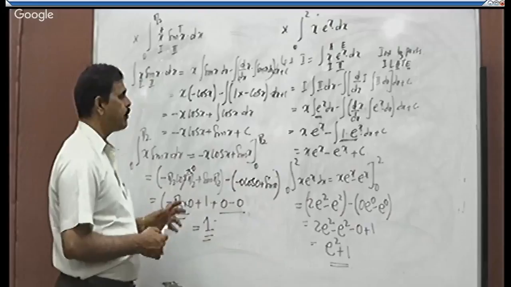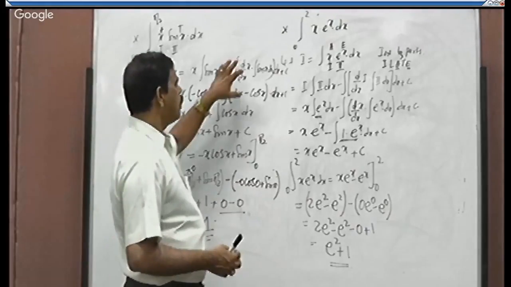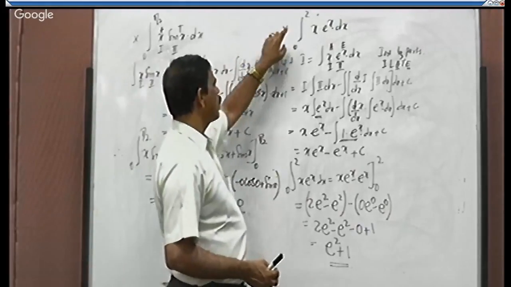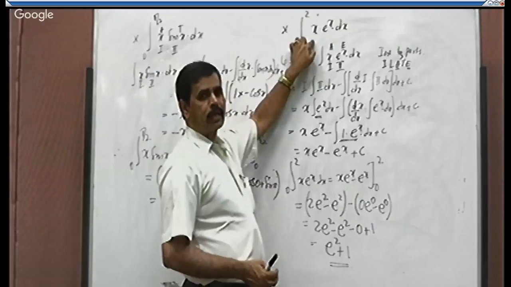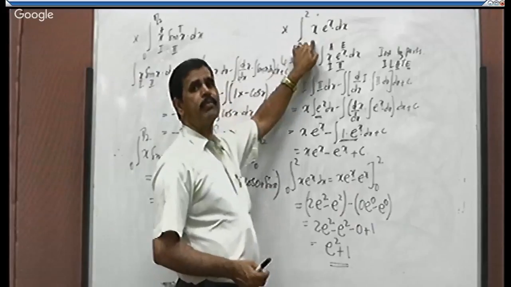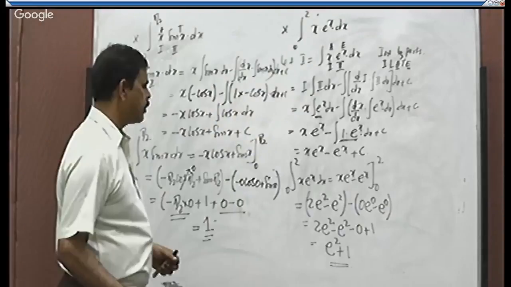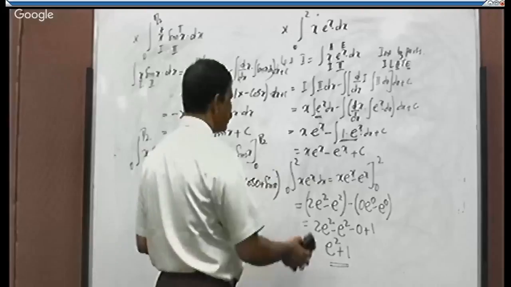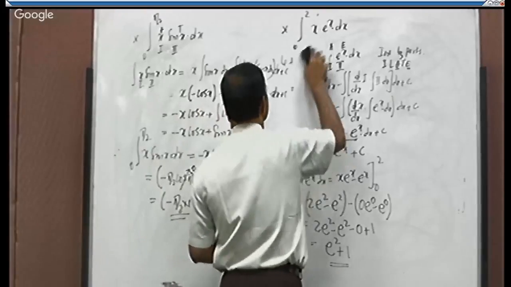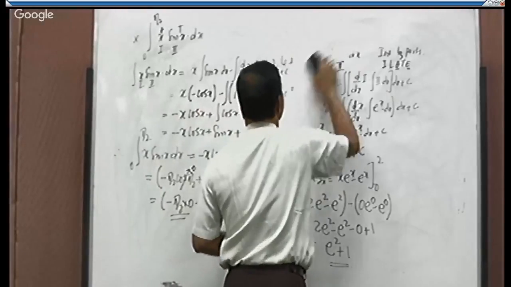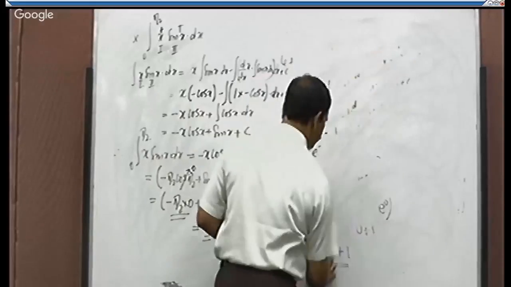Like that, if they give a definite integral for integration by parts, what to do? We have to take the first integral and integrate it. After getting the answer, what has to be applied? The limits have to be applied.